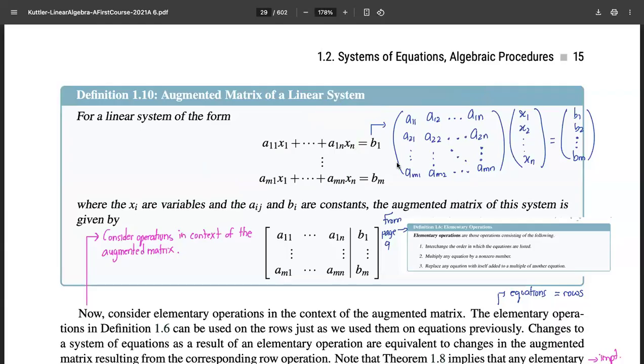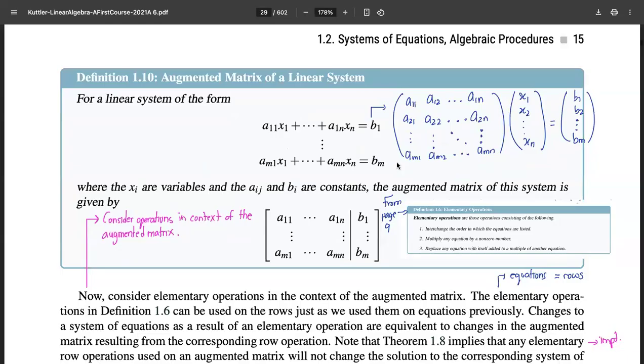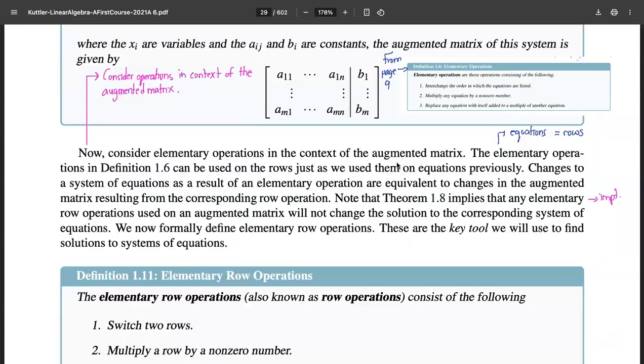So earlier on, we applied these operations to equations, right? Usually we apply them to equations. Now we'll see that applying elementary operations on the equations, there's a corresponding equivalent operation that we can perform on the rows of this augmented matrix. And we are going to call that elementary row operations.